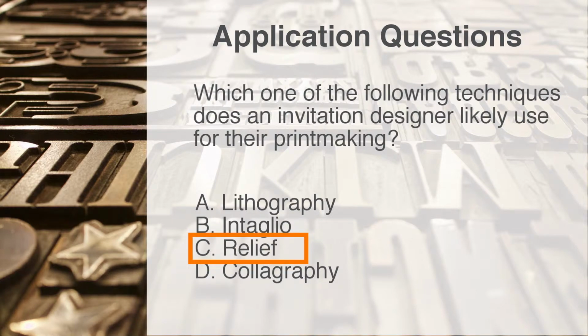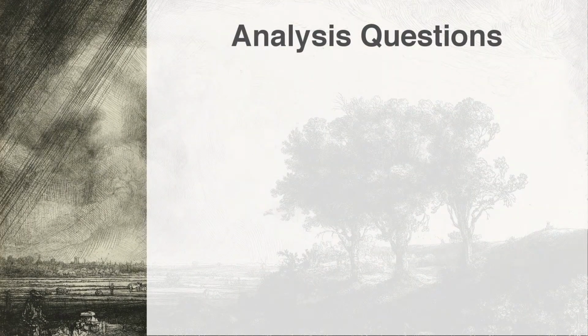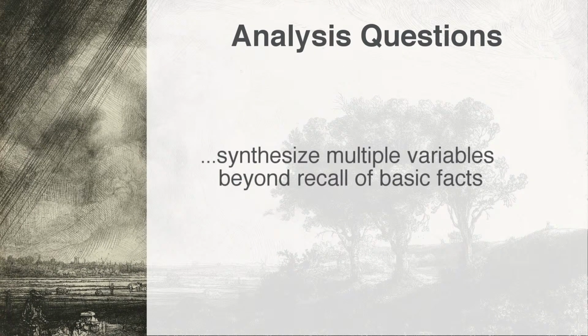The learner must distinguish between the methods and the likelihood of using the method for a large volume product like invitations. In this application question, the learner must not only identify the qualities of each method for producing multiple prints, but the method must also be able to make them on a limited budget. This question asks the learner to weigh the qualities of each method and make a judgment call based on those qualities. Analysis questions represent an even higher level of complexity for multiple choice questions and require the student to synthesize multiple variables beyond simple recall of basic facts.